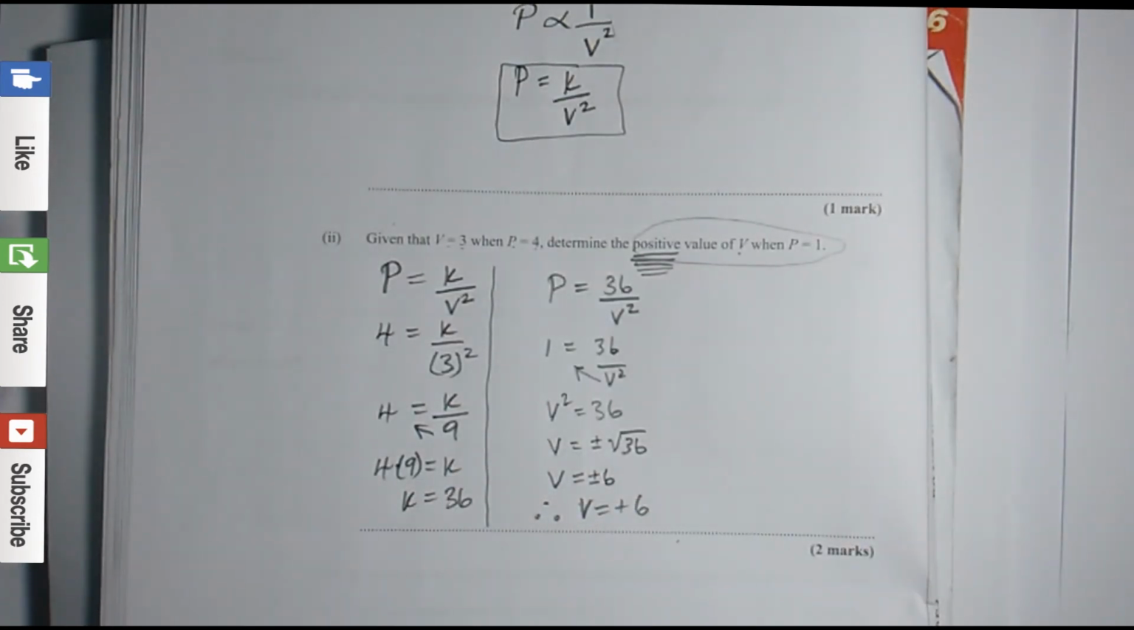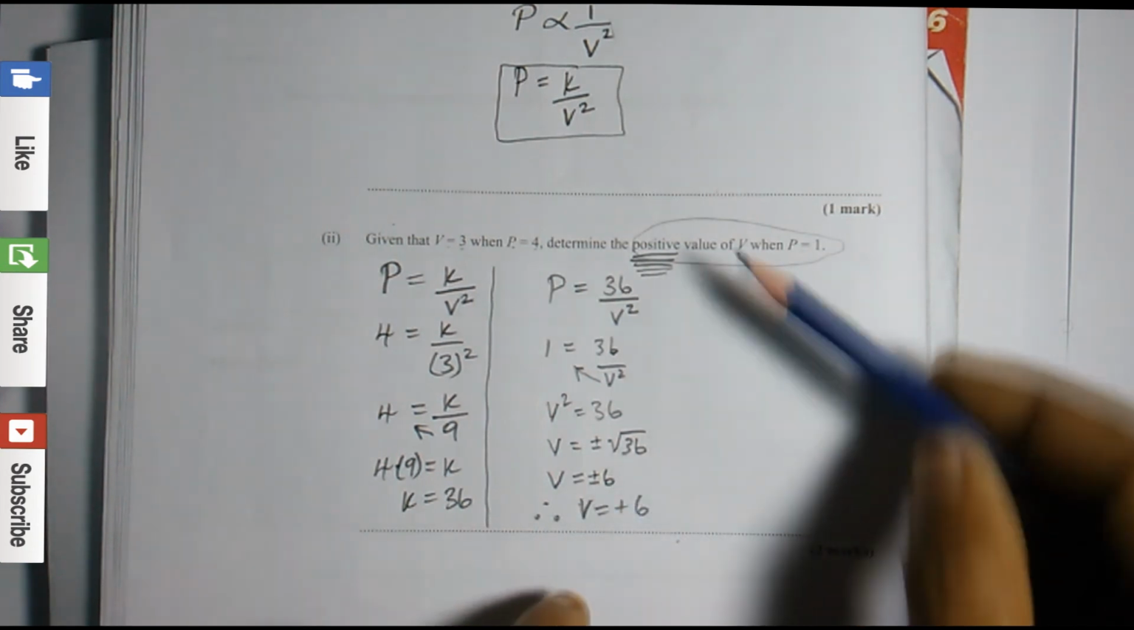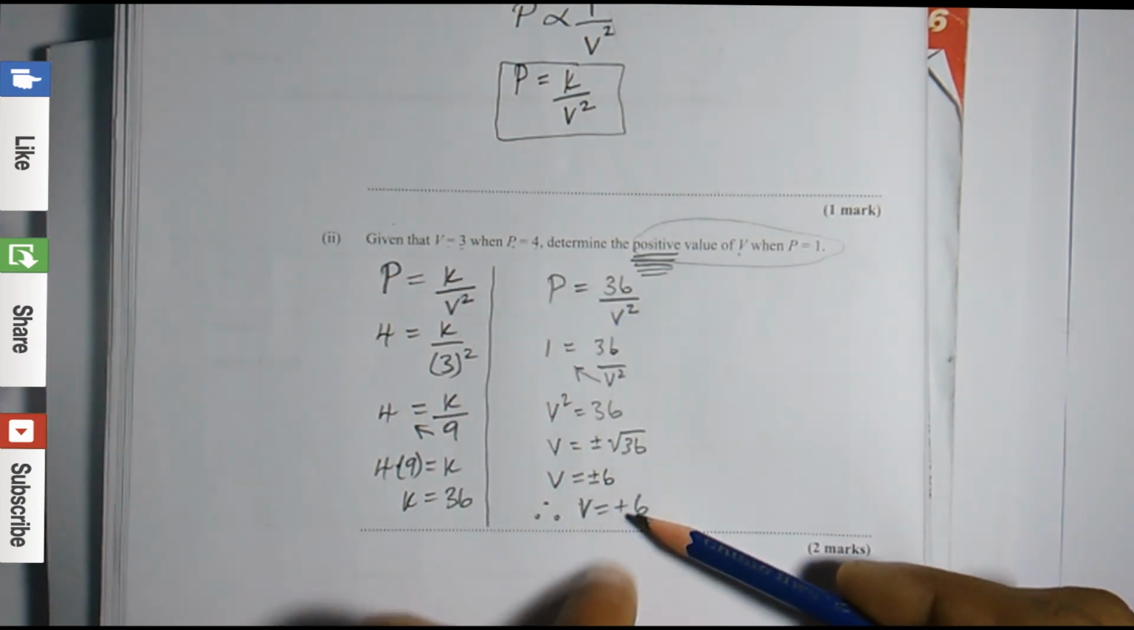If they said they wanted the values of V, it would be plus 6 and negative 6, but they wanted the positive value. So that means V is equal to positive 6.